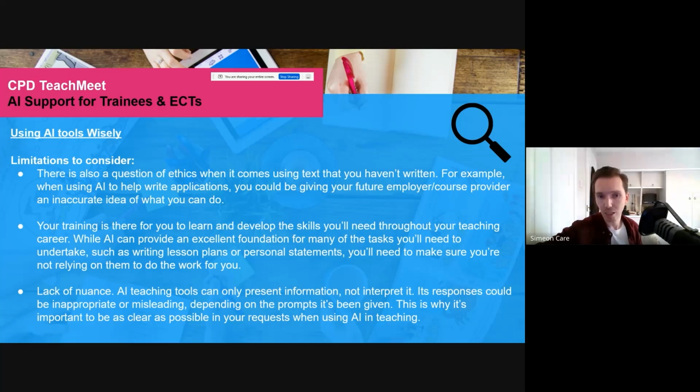And then just being aware of the lack of nuance, that AI tools can only present information, not interpret it. And they might give you responses that could be inappropriate or misleading, depending on the prompts that have been given. As John said, a lot of what you put in will determine what you get out.